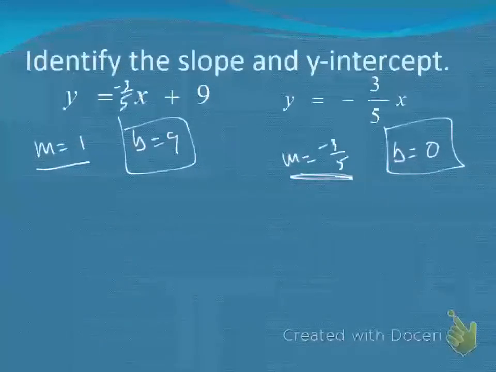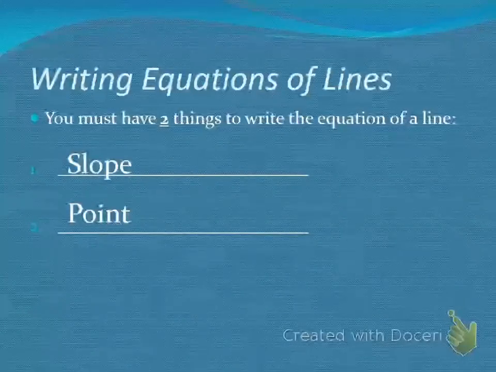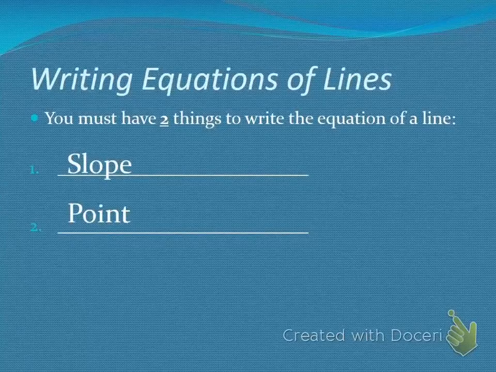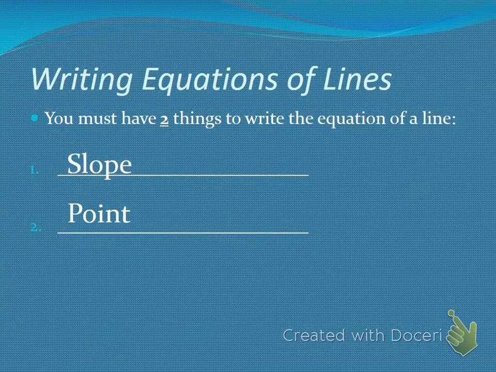So what I'm getting at is there are two characteristics that separate one line from another. And those two characteristics are the slope and a point that they go through, right? So in order to write the equation of a specific line, I would need to know that line's slope and a point that it goes through, so that I would know that I'm writing an equation for a line that's different than any other line, right? So you got to have a slope and a point to write the equation of a line.